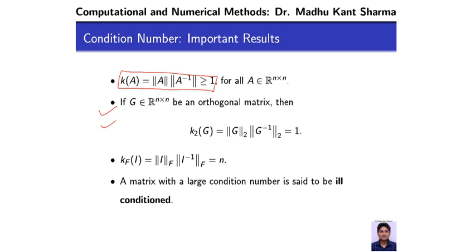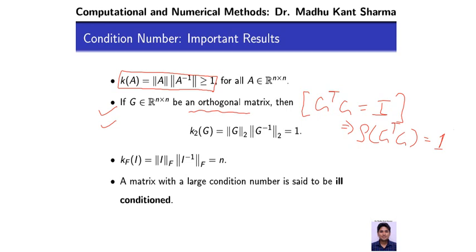We have also seen that if G is an orthogonal matrix, then if you look at the 2 norm, recall that an orthogonal matrix means G transpose G equals I, and G inverse is its transpose. So this will imply, straightforwardly, that the spectral radius of G transpose G is also 1. And you know that the 2 norm of G is nothing but the square root of the spectral radius of G transpose G, that is square root of 1, which is 1. So that result has also been shown.